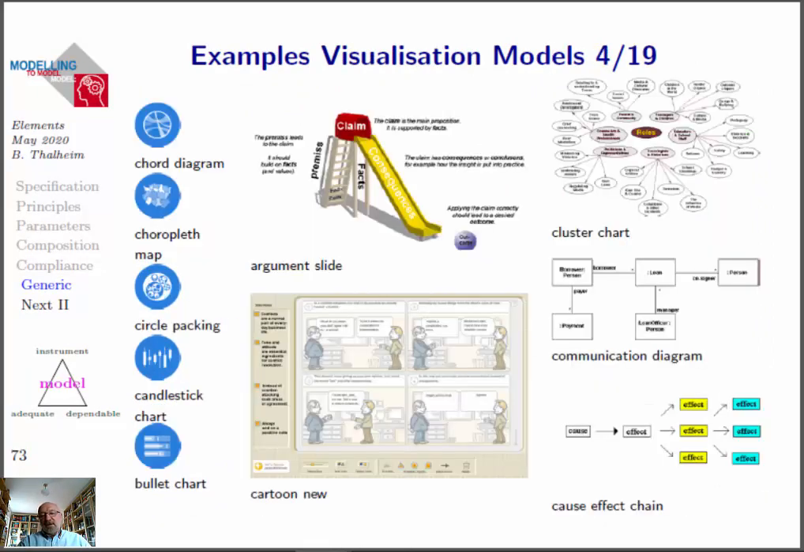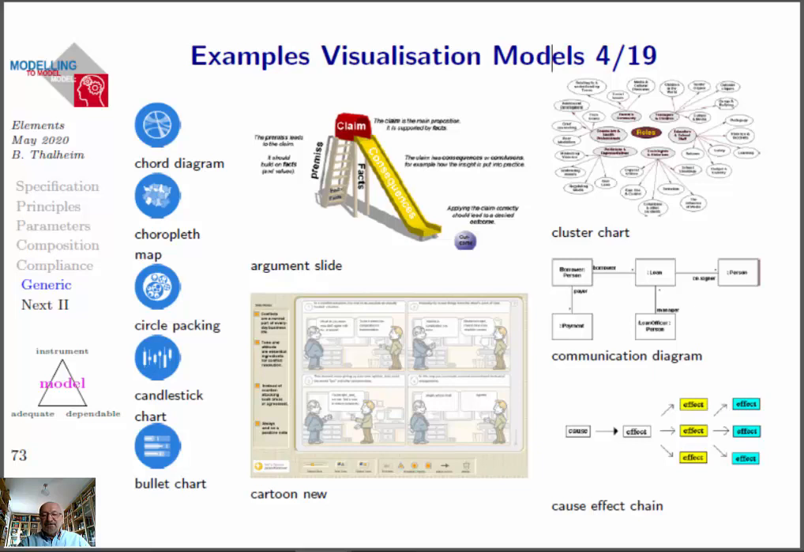Fourth part of 19. You have again abstract diagrams, charts, choropleth maps, circle packing, candlestick diagrams, bullet charts. You have maybe also some metaphor, like an argument is accepted. You have to make a claim, and the claim is now going down, and then it is accepted. So in this case, you can use this kind of little toy to represent how the argument is resolved.